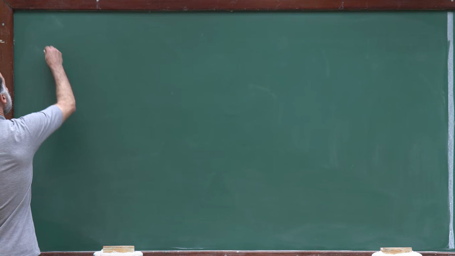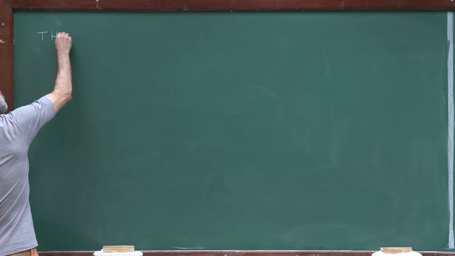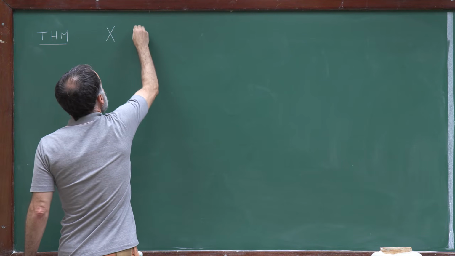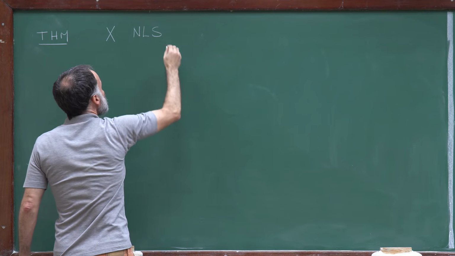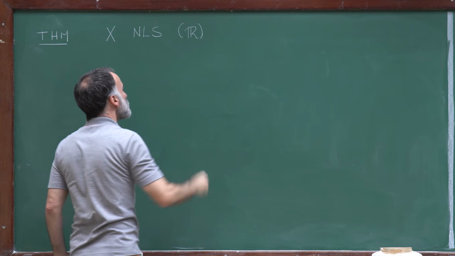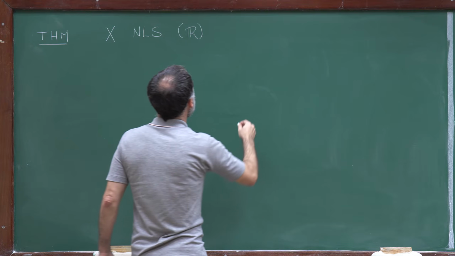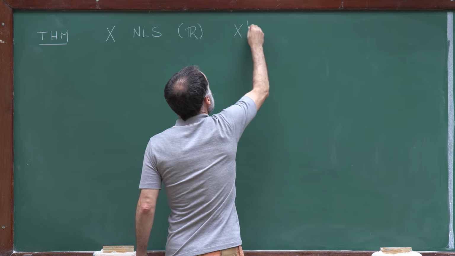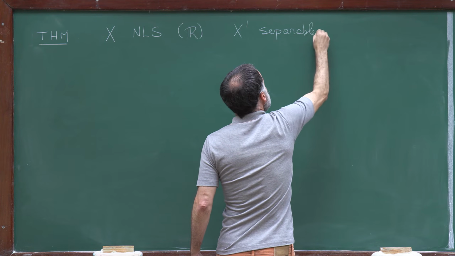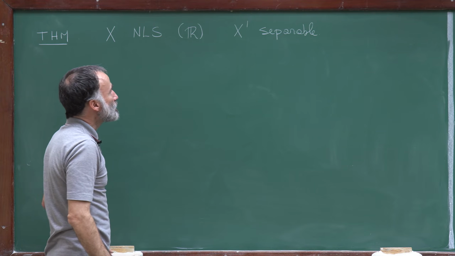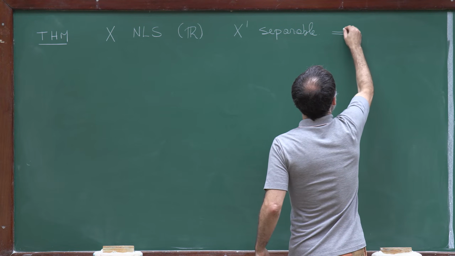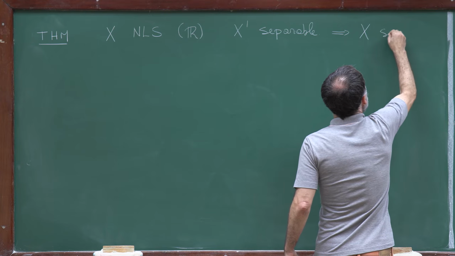So here is a nice theorem. Let's consider X a normed linear space. And since I will use the Hahn-Banach theorem, let's consider that the scalars are the real numbers. And let's assume that X prime is separable. Remember that separable means that there exists a dense countable subset of X prime. And what I claim is that in this case, X is also separable.